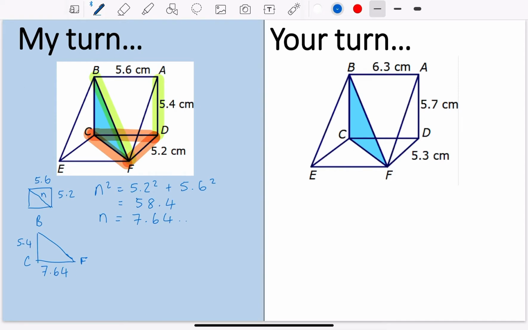Once again now, because I'm looking for that hypotenuse, I can go about using Pythagoras. So I'm going to get, let's call this one x. I'm going to get x squared is equal to 5.4 squared add 7.64 squared. That is going to give me a total for x squared of 87.56. So when I square root it, I'm going to get a value of x of 9.36 centimeters. Rounded to the nearest whole number, that would be 9 centimeters.